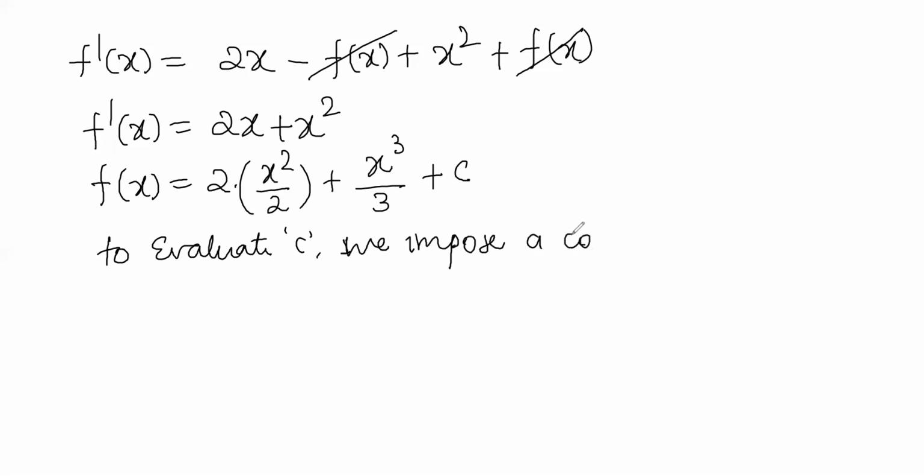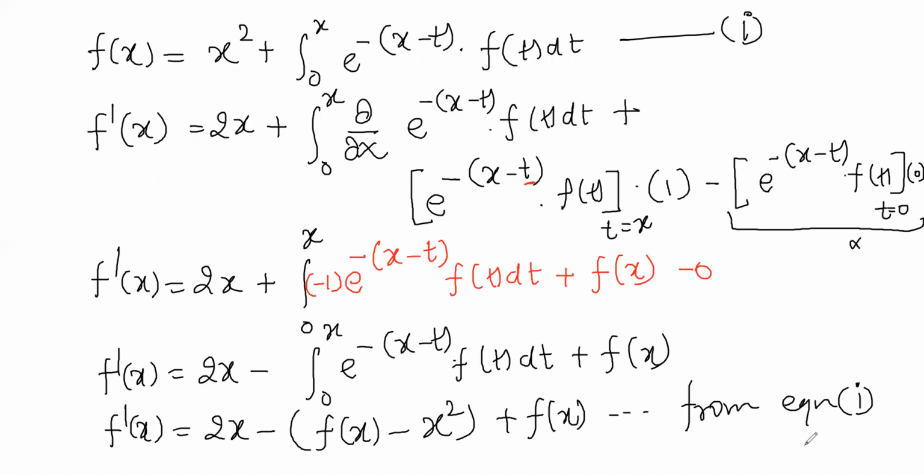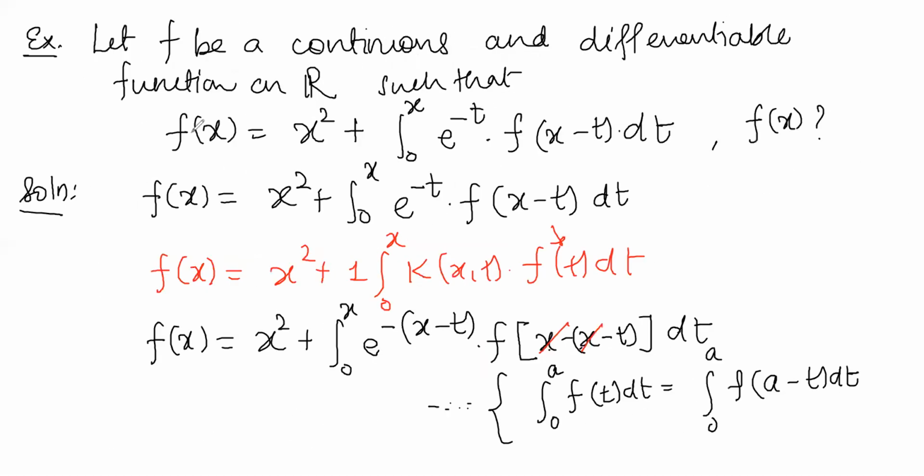We impose a condition. So what condition can we impose? If you look at the equation, what is given? I have f of x equals x square plus integral 0 to x e power minus t f of x minus t. What happens if I put f of 0 equals 0? Then from integration 0 to 0, I have 0.